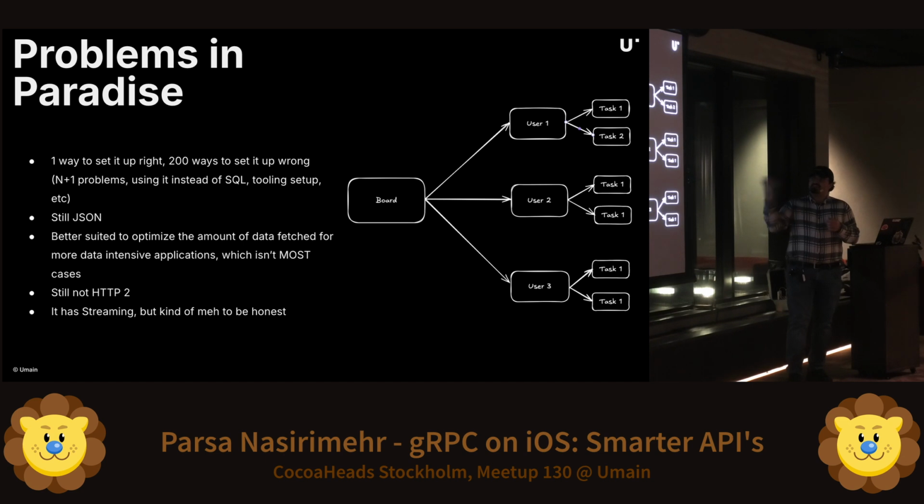One example of it is an n+1 problem. So say we have this board and we want to fetch the list of all users, right? Getting all of the users is just one SQL query. But if the client also asks for all of the tasks, and you don't have some sort of data loader on your backend, you fetch all of the users, and then for each one you do an extra query, and that basically tanks your performance.